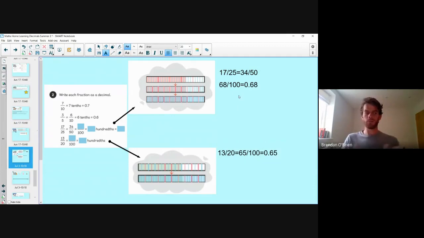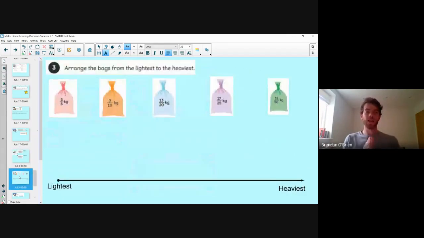Okay, so now we've got all our different amounts. We've got all our different weights, our values, but we still haven't put those into order. We still need to do that. I have got my bags here, and I've lost all that information that I had. Okay, so your job now is to draw this line at the bottom with lightest to heaviest, and you're going to use the information that we've written down today to arrange the bags from the lightest to the heaviest. If you would like to pause the video and do that, that would be fantastic.